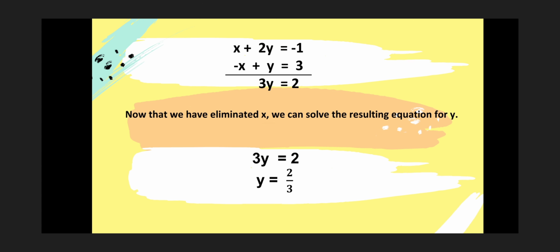Di ba? So, add natin sila. Pagtapatin pala, sabi ko, di ba kanina sinabi ko, kailangan nakatapat yung x. So, x plus negative x. So, therefore, wala na, 0. Then, 2y plus y is 3y. Then, negative 1 plus 3 is 2. So, 3y equals 2. Now that we have eliminated x, we can now solve the resulting equation for y. So, 3y equals 2. Divide both sides by 3 so that we get the value of y. y is equal to 2/3.